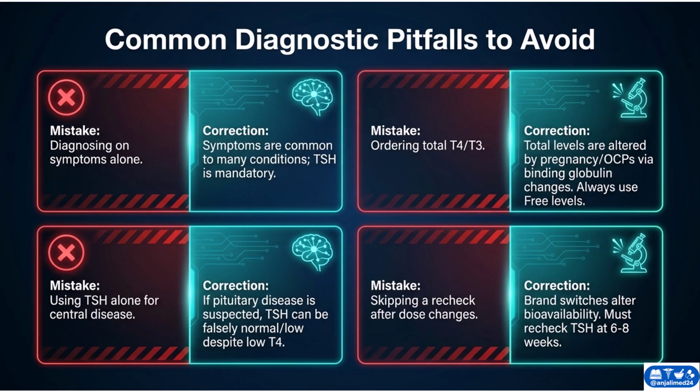Second, avoid ordering total T3 and total T4 routinely. Pregnancy and oral contraceptives can alter binding proteins, making total hormone levels misleading. Free T4 provides a more accurate assessment.